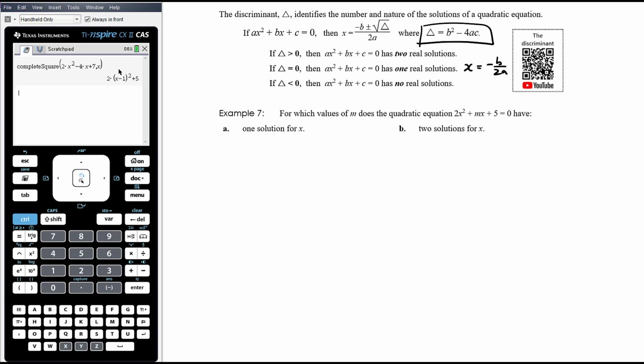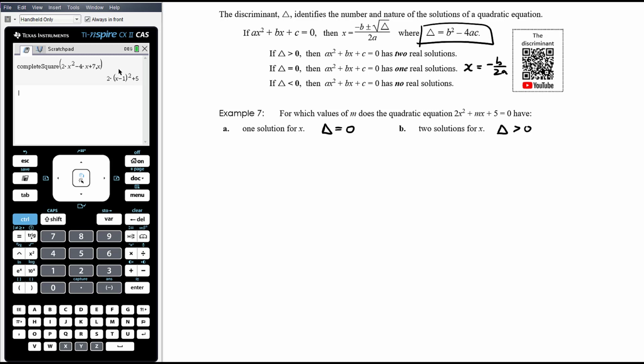Okay, so we don't tend to use the discriminant. We don't tend to get a question that says, here's a quadratic, tell me how many x-intercepts it will have, or how many solutions this quadratic equation will have. This comes up in other contexts, and this is one of those sort of examples. So for which values of m does the quadratic equation have one solution for x or 2 solutions for x? Okay, so one solution for x will be when the discriminant is equal to 0, and 2 solutions will be when the discriminant is positive.